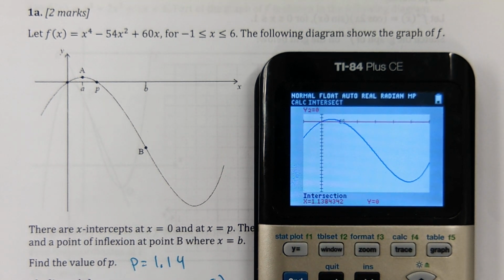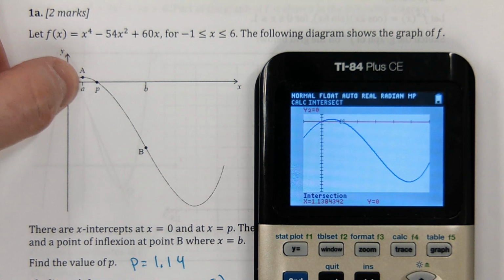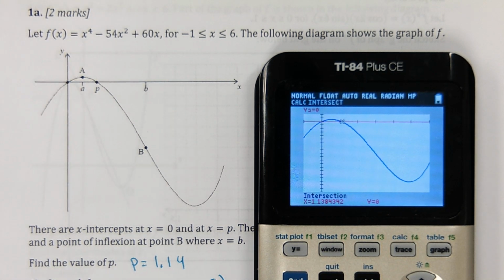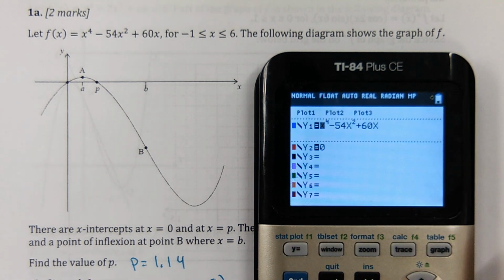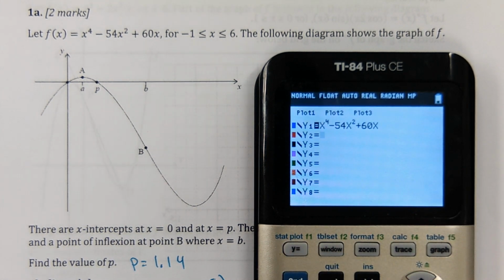The second question says to write down the coordinates of A. Well, A is a maximum value. So again, there's more than one way to do it, and I could do second trace maximum. But because it's a calculator question, I am going to do second trace maximum. There we go. I could have done the first derivative and tried to set it equal to 0, but it's just not worth it.